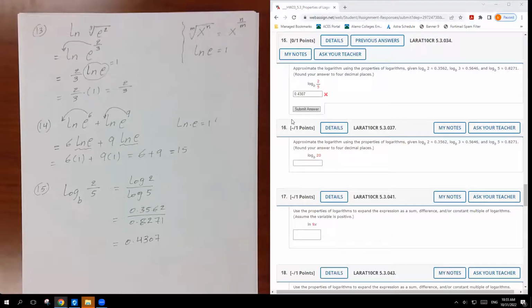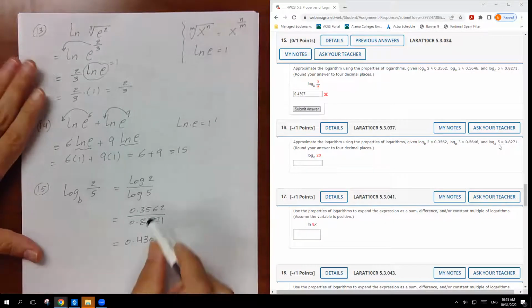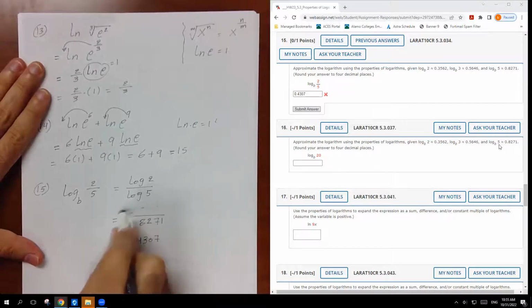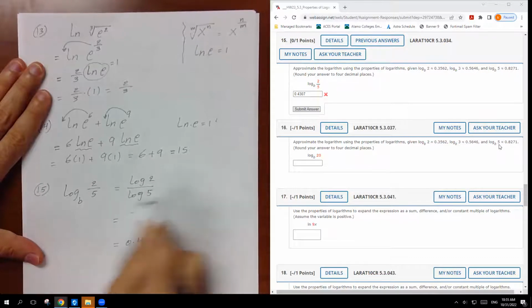I can't use the common base here. Why? Because they're telling you log to the base b of 2 equals this number, and log to the base b of 5 equals this number. So I'm not going to use the change of base theorem. That's why I got it wrong.